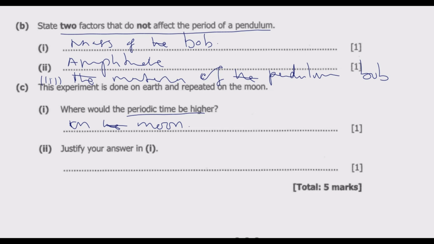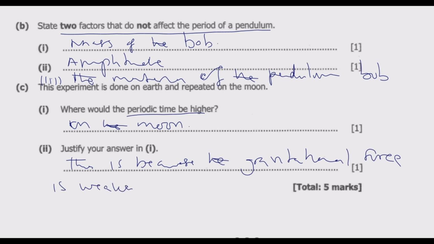because there will be less push for it to come down. So the answer is, this is because the gravitational force is weaker on the Moon than on Earth. So basically, this is how you answer this question.